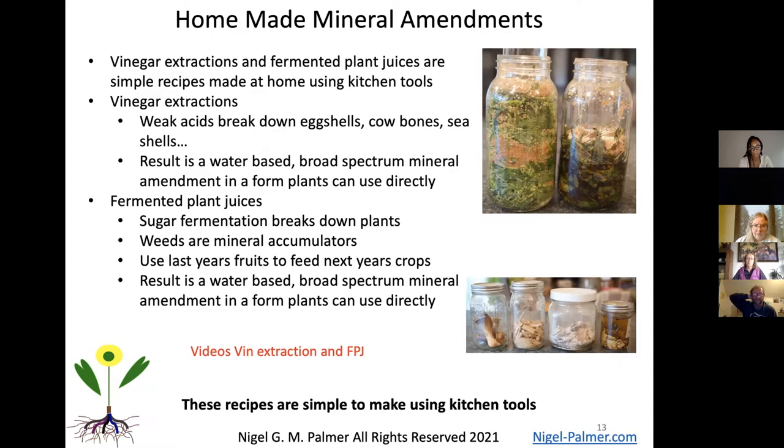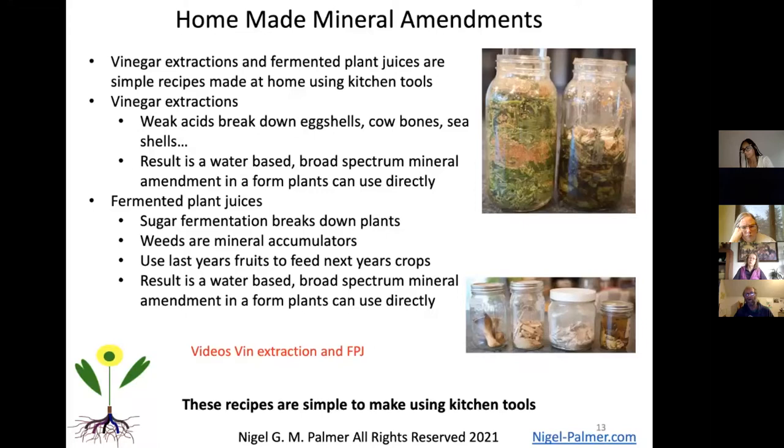And the other idea was the idea of fermenting the fruits that I'm growing to feed next year's crop. I often like to talk about tomatoes. And so here I am at the end of the year of tomatoes. There's all kinds of tomatoes everywhere. There's some dead ones and brown ones and not so ripe ones. And why not take all of those tomatoes that I have and make fermented plant juice out of them to feed my tomatoes the following year?